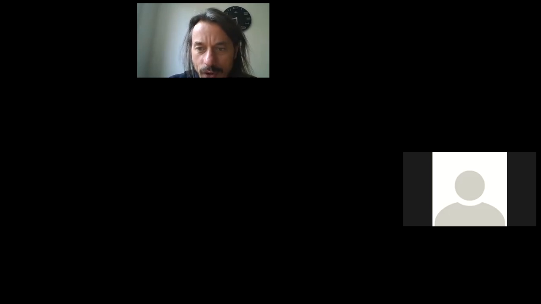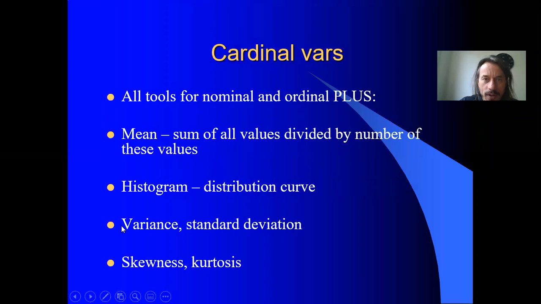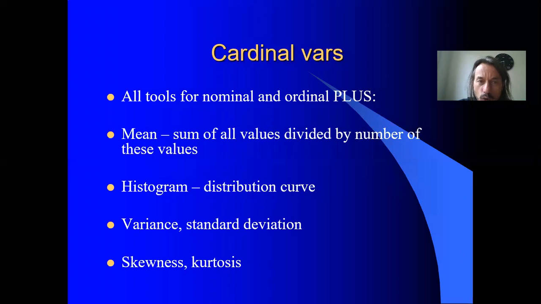So once again, sharing screen and go to the other type of variables. The last one, of course, and these are cardinal variables. So for cardinal variables, we can use all tools for nominal as well as for ordinal variables. And there is only one exception for practical reasons. Usually for cardinal variables, we do not compute mode as usually cardinal variables have totally different values and there would be no mode at all. So that's not practical to compute mode for cardinal variables.